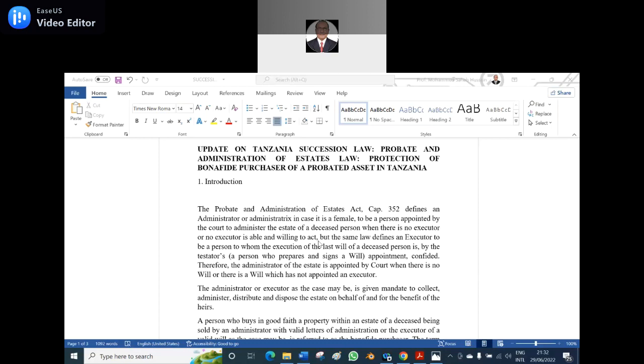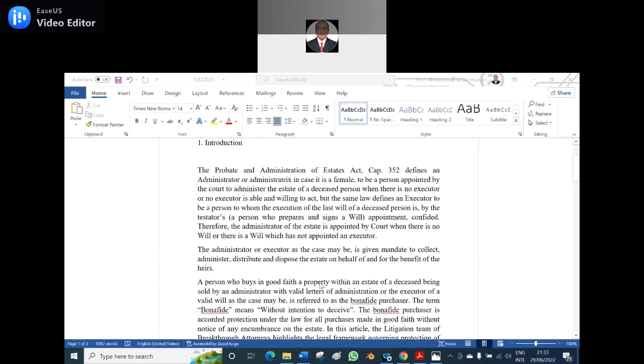But the same law defines an executor to be the person to whom the execution of the last will of the deceased person is confided by the testator, a person who prepares and signs a will and appoints one. Suppose he is appointed the administrator, but is not willing to act. The other people will try to sort it out, but when there is a dispute about who will be the administrator, the court will interfere and appoint the administrator. Therefore, the administrator of the estate is appointed by the court when there is no will, or there is a will which has not appointed an executor.